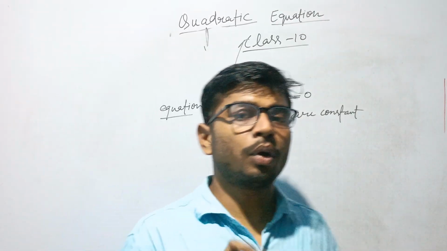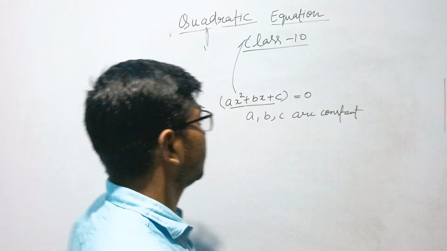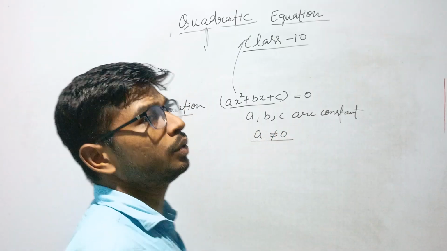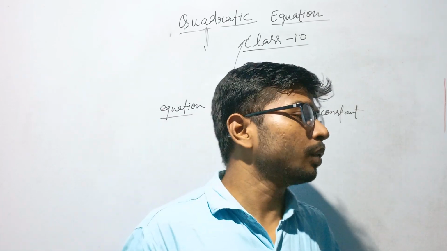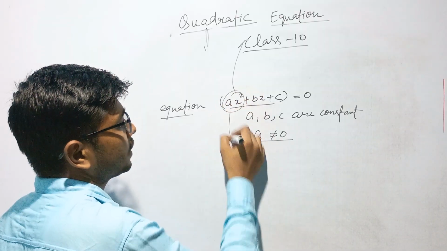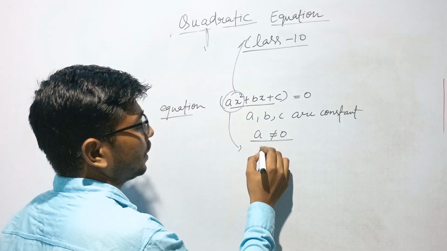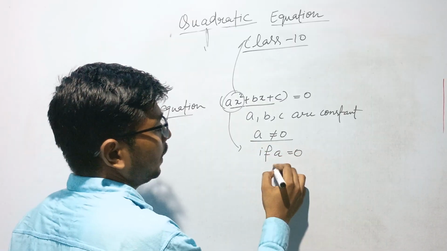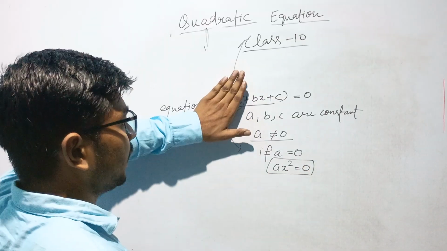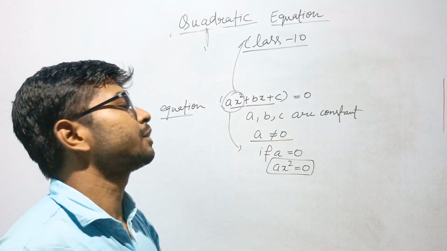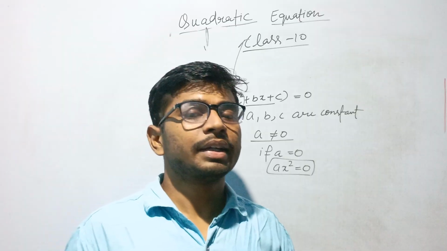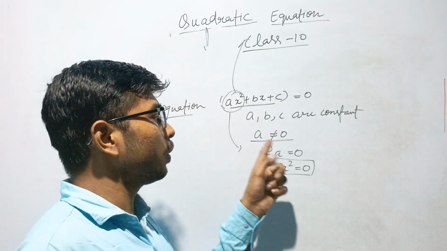Okay, one more important thing we have to understand: a should not be equal to 0. Why a should not be equal to 0? Because if a is equal to 0, then ax square is equal to 0. So if you remove this ax square, what will remain? bx plus c. So this will be linear equation, not quadratic equation. That's why a should not be equal to 0.